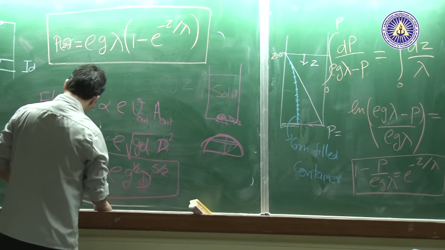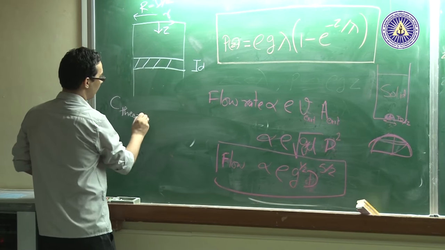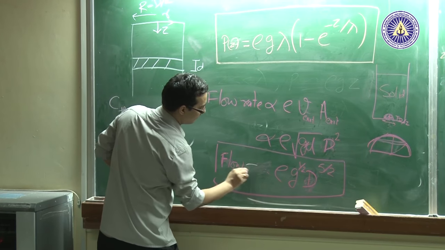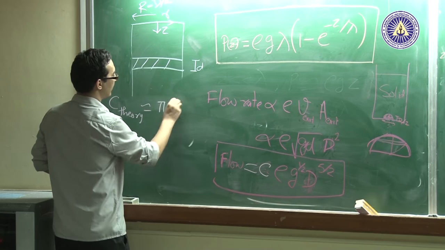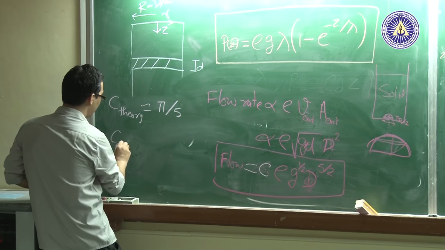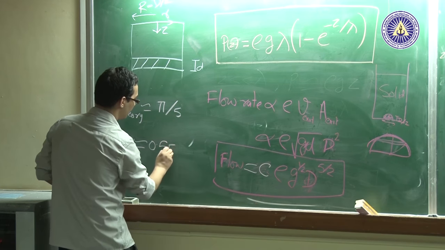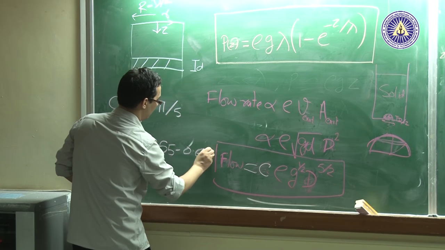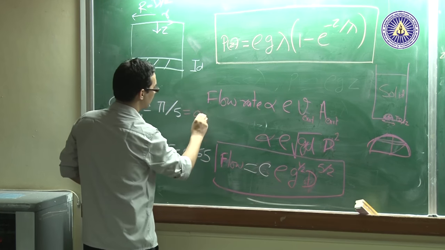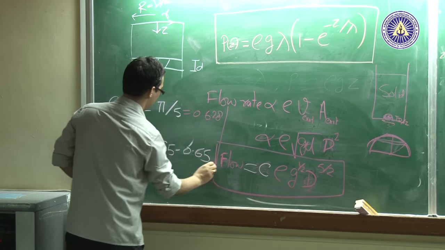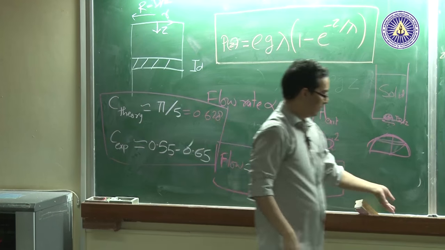So if you just do that, your constant C theoretical is around pi by 5, and the C experimental that people have found, rather Beverloo has found, is typically within this range, and this number is, I think, 0.628 if I'm not wrong. So it seems to be reasonably well describing.